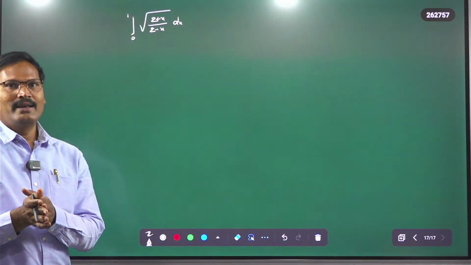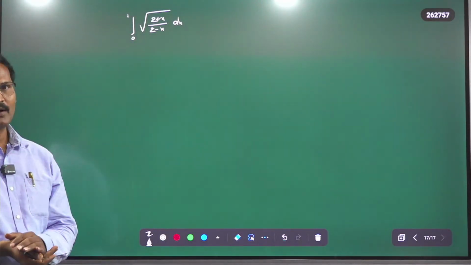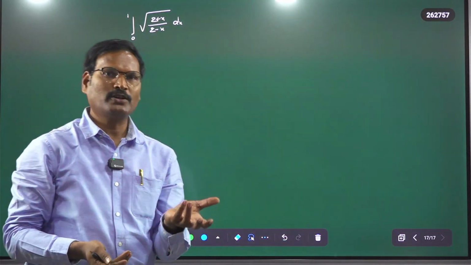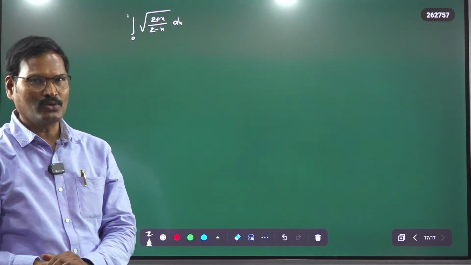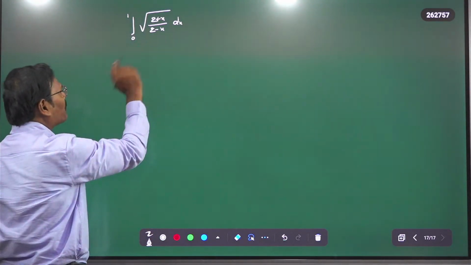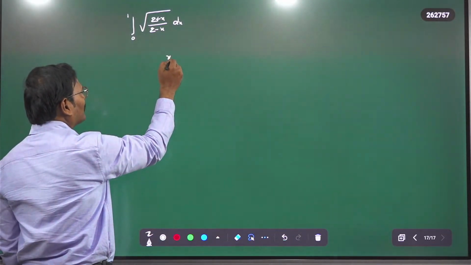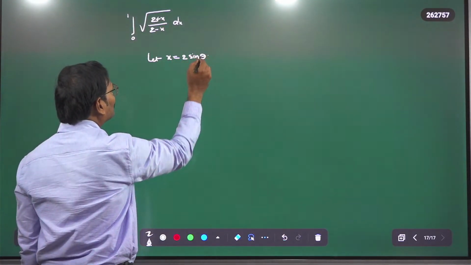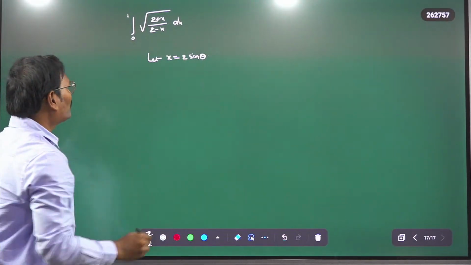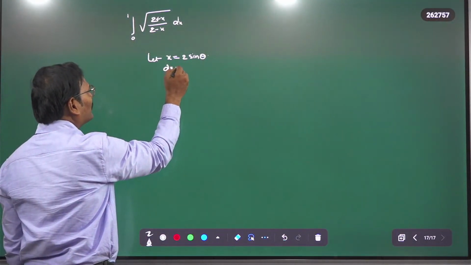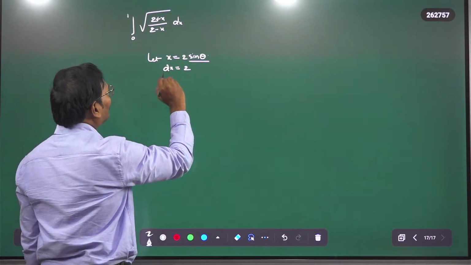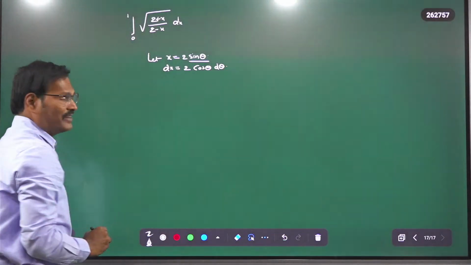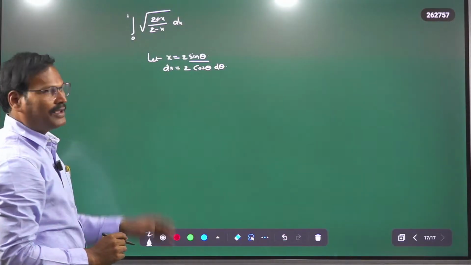So in TGTWREIS set we got this question in 2024. We can do this problem in different ways. You can use substitution method or you can do directly also. First I will do it by substitution method. First I am taking x is equal to 2 sin theta. So dx is equal to 2 into sin theta derivative, cos theta into d theta. Now we have to find the limits of theta.